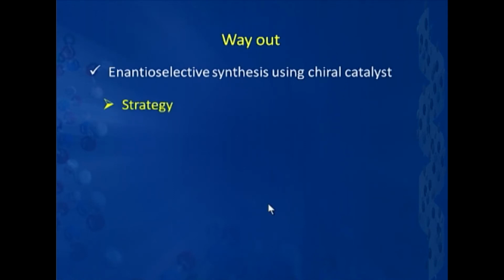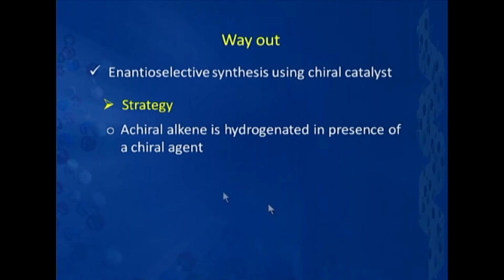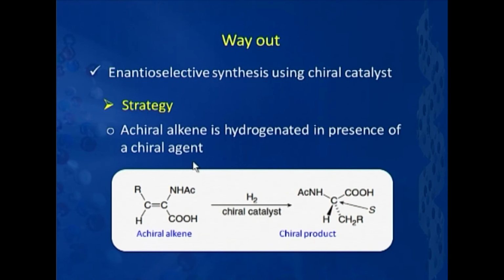The strategy is as follows: we take an achiral alkene. There are a number of methods available there. I am just going to share with you only one of such methods. The strategy in this method is that I start with an achiral alkene and do its hydrogenation in the presence of a chiral agent. The reaction is as follows: this is my achiral alkene. I do hydrogenation and I use a chiral catalyst along. When I do that, the product I get as a consequence is of a specific configuration. So, I will be getting an S product which I desire.